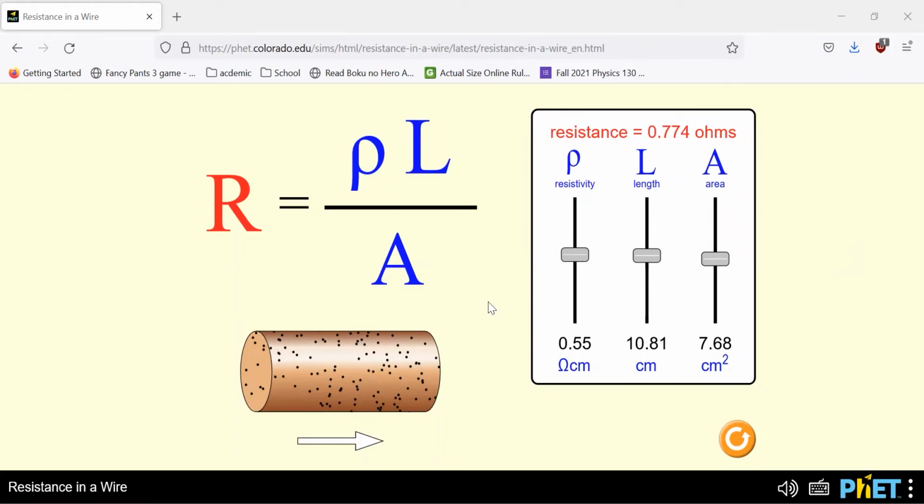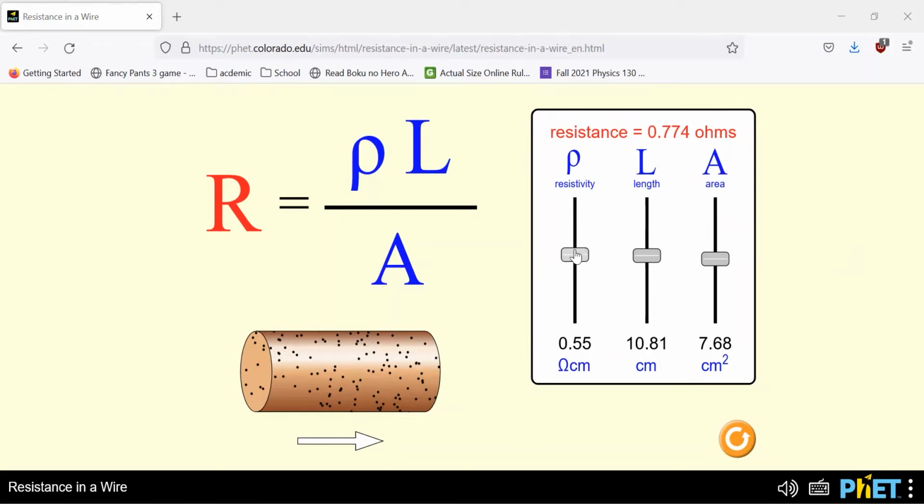So this lab is set up in a way where you have the equation here, and that's going to change the more you mess with the sliders on here. Here's the wire that will also change. The little black dots are little electrons. This is the default setting, your reset button for if you want to mess with that all over again.